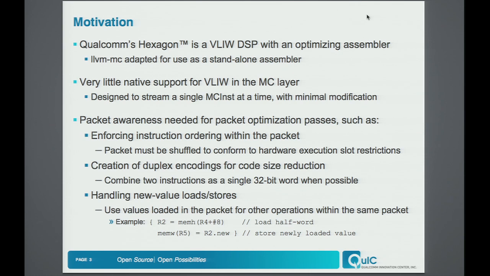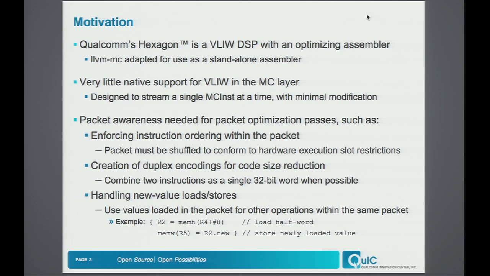The reason is that we've adapted LLVM MC as a standalone assembler for Hexagon. And Hexagon is a VLIW architecture with an optimizing assembler. The problem is that we found very little native support for VLIW in the MC layer. It really seems to be designed to stream one MCInst at a time with minimal modifications to that MCInst. And we need awareness of a packet in order to do some of the optimizations that we need to do on a packet.